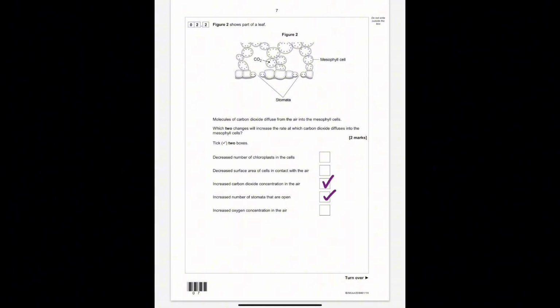Now, the guard cells open up the stomata. The stomata are the tiny holes that allow gases in and out. Okay, so that will get you 2 marks over here. Remember, it's asking you which 2 changes will increase the rate at which carbon dioxide diffuses into the mesophyll cells. And that's going to be these 2 over here. Okay, let's move on to the next part.